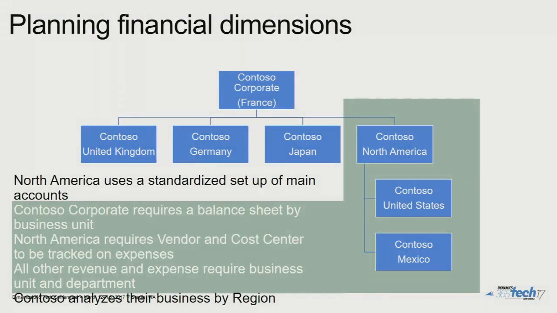So in this section, what we'll take a look at is, again, the requirements for Contoso Corporate, requiring a balance sheet by business unit, and also that North America requires vendor and cost center to be tracked on expenses, and then all other revenue and expenses require business unit and department. So first we'll take a look at defining the financial dimensions, and then in the next section we'll talk about how those get brought together via an account structure.